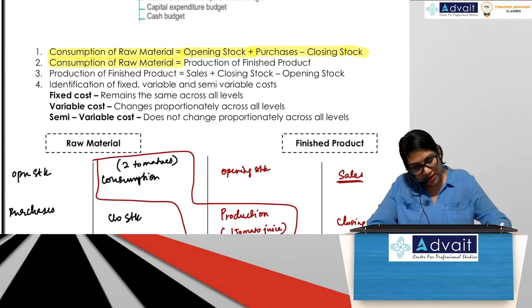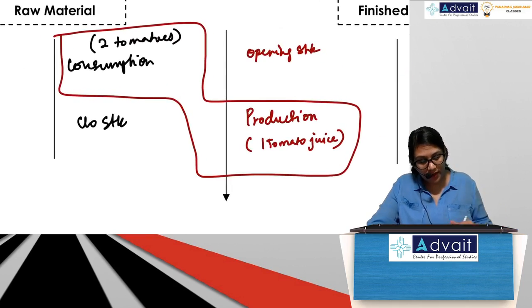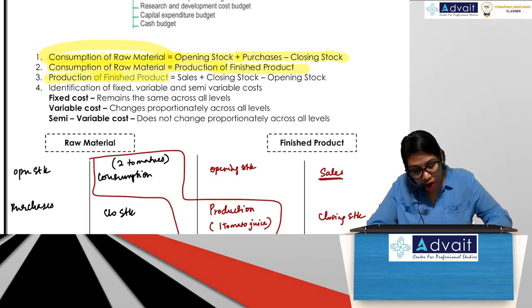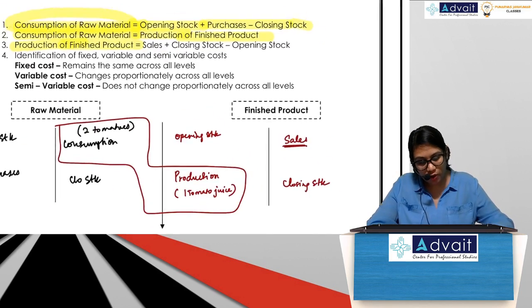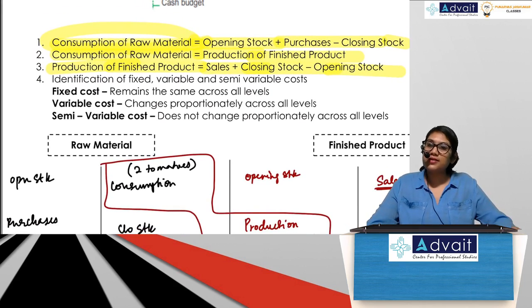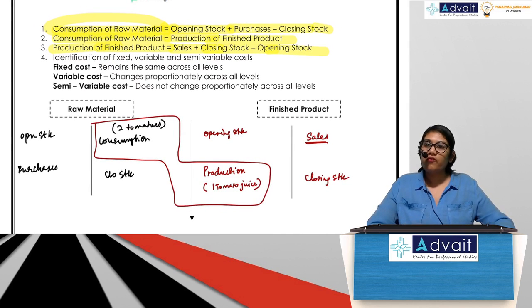So that is the same thing obviously. From here only you can figure it out. Production of finished product. So I have given you the relationship between consumption and production. Okay, production of finished product. Formula: sales plus closing stock of finished products minus opening stock of finished products gives you production. So see this: sales plus closing stock minus opening stock. Guys, is it okay? So depending on what they have asked in the question, we will do whatever we already know now.